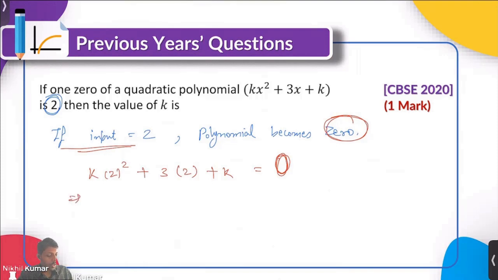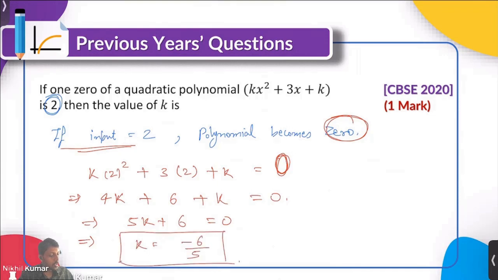Let's quickly find out. It's 4k plus 6 plus k equal to 0. So it's 5k plus 6 equal to 0. k is equal to minus 6 upon 5. This is your answer. Okay, let's move on to the next question.